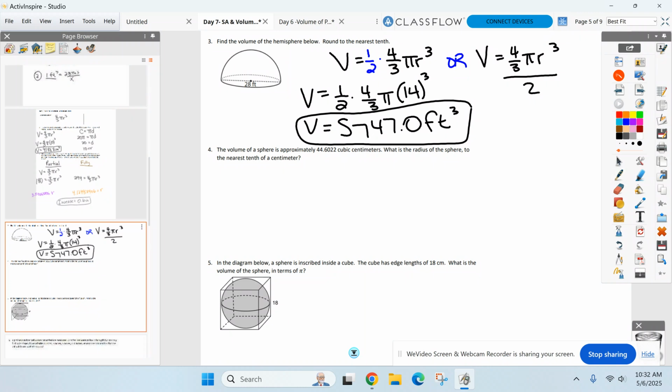No issue so far with the volume of spheres. Can you find the radius for me on this next one? Find the radius all on your own, or if you want to work with somebody around you, that's fine. And then we'll do 5 and 6 as a group. Now you're going back to a sphere.